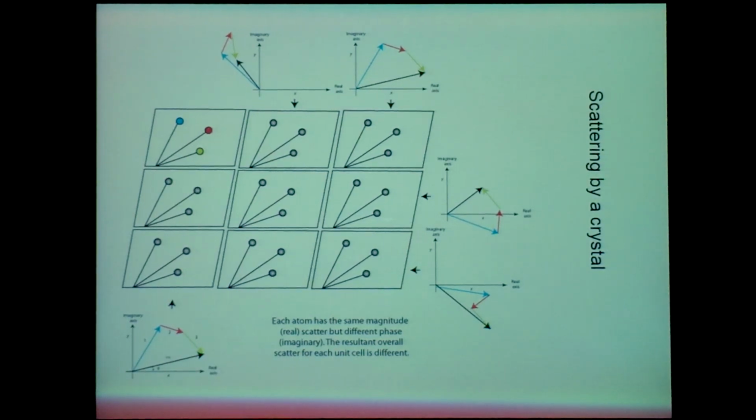Is that last line the resultant overall scatter for each unit cell is different?